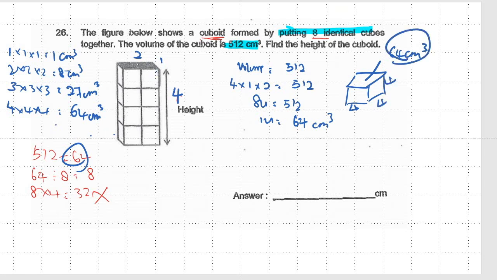In this case, this side here is 4 centimeter, 4 centimeter, 4 centimeter, and 4 centimeter. So my height is actually 4 centimeter times 4, which will give me 16 centimeter. Okay?